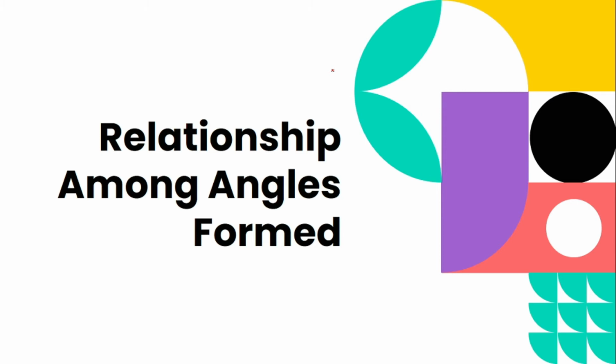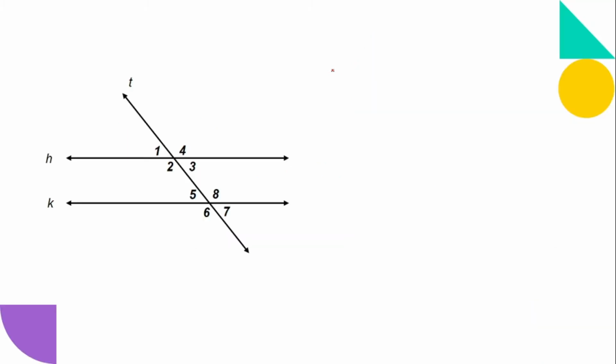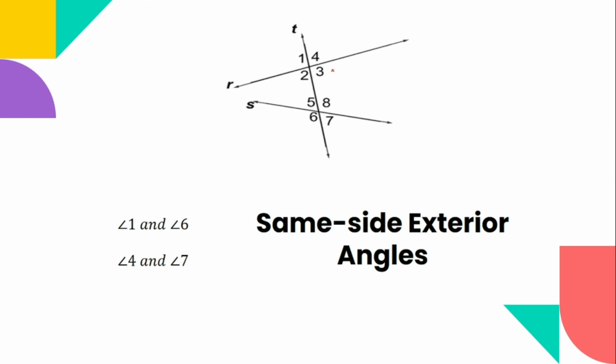Next, let's talk about the relationship among these angles formed. Okay, so for us to be able to do this, let's have this illustration. So I have here given the parallel lines, line H and line K. And then I have the transversal line T. So kung mapapansin nyo, yung given natin kanina, let's take a look sa ating given kanina. Yung nakat ng ating transversal T.